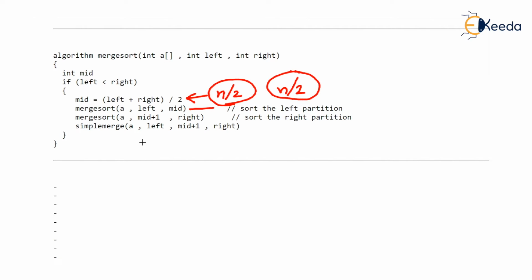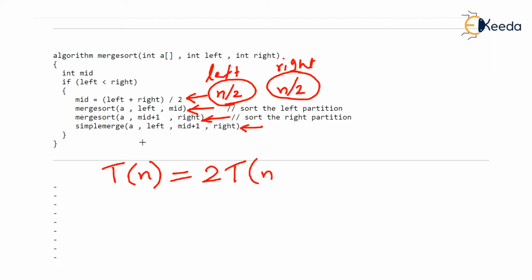Then there is a call to merge sort which works with the left part, isn't it? Left end of the array. And then there is a merge sort call which works with the right part of the array and tries to sort them. And then there is a call to simple merge. So if you are saying that T of n is the time complexity to sort n elements, then the overall time complexity will be 2 times the time needed to sort n by 2 elements. That's what exactly we are doing.